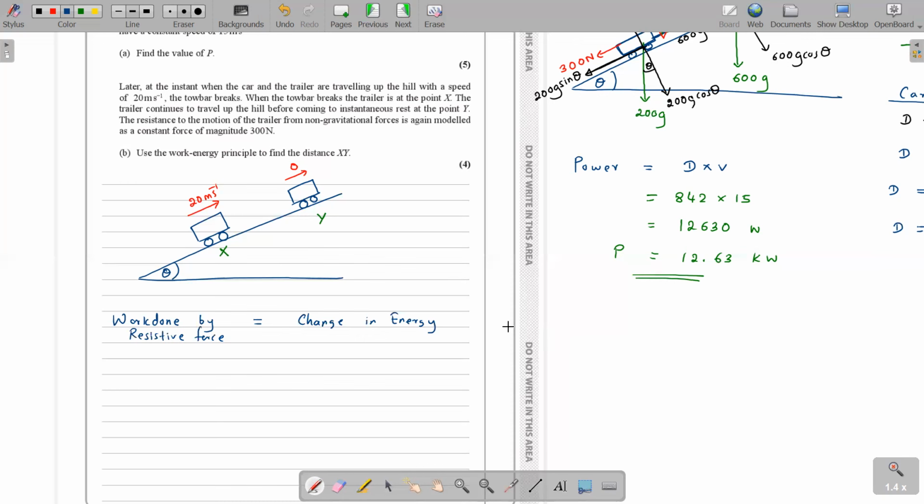Okay, so basically when you have a resistive force, is the change in energy going to be initial energy minus final energy, or final minus initial? That totally depends. Because it's a resistive force, some part of the energy is lost due to friction. Therefore, your initial energy will always be higher. So in this case, the change in energy is the initial energy you subtract from the final energy.